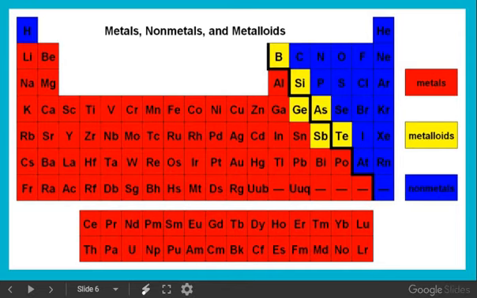So lahat ng naka-highlight na red, yan ay lahat ay metals. Example, lithium, sodium, magnesium, calcium, potassium, ayan, lahat yan ay metals. While ito naman kulay yellow, ito ay mga metalloids. Example, boron, and silicon. And ito namang blue ay mga non-metals. Example ay hydrogen, carbon, nitrogen, oxygen, ayan, phosphorus, sulfur, and so on.